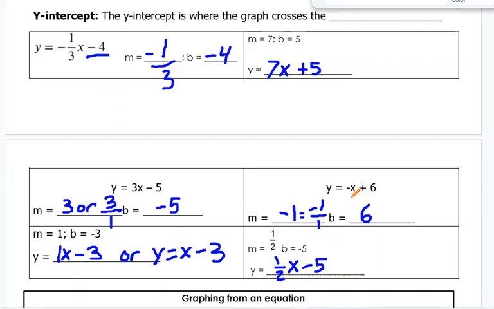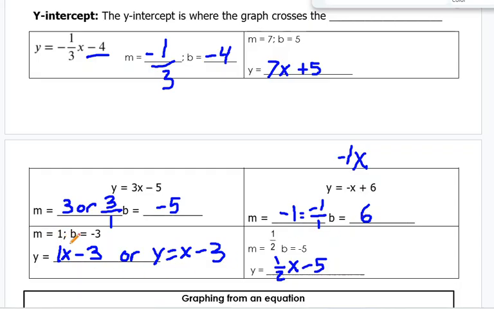When there's no number in front of a variable, we assume that there's a 1. So this says -x, which really means it's -1x. So that means my slope is -1, or you could write it as -1 over 1. My rise is -1, which means I would go down 1. And then my run is 1, I would go over 1. And then I have a plus 6, so that means my y-intercept is 6.